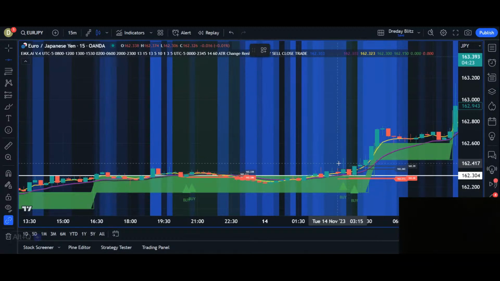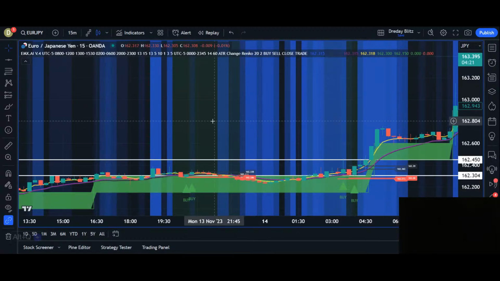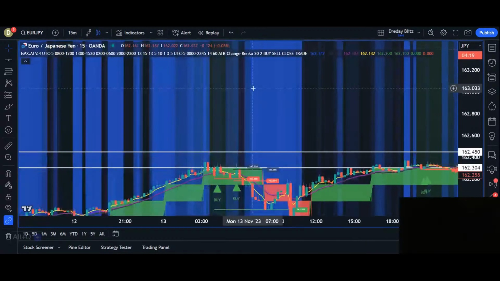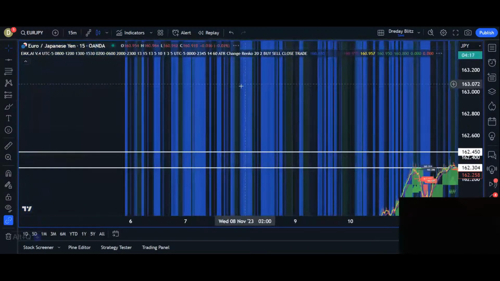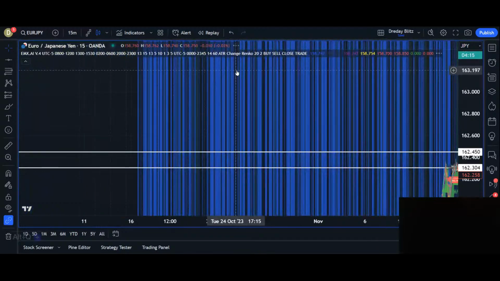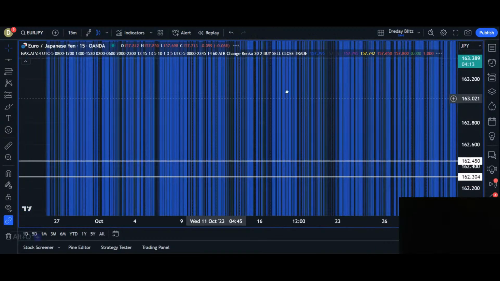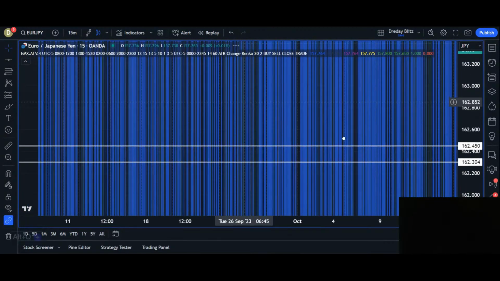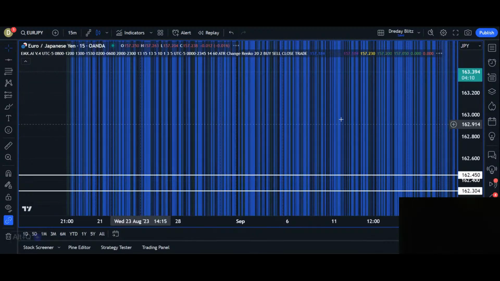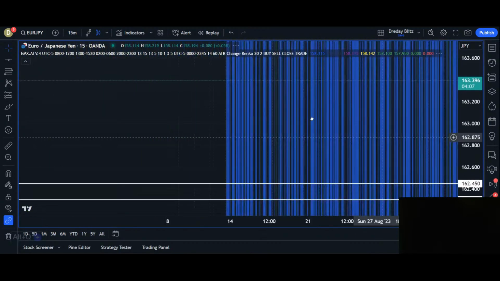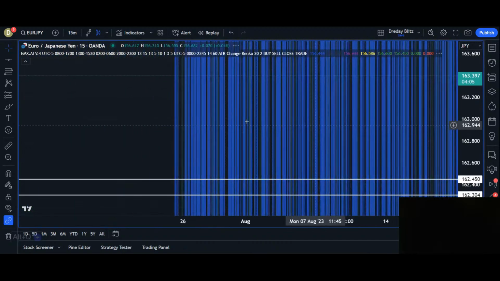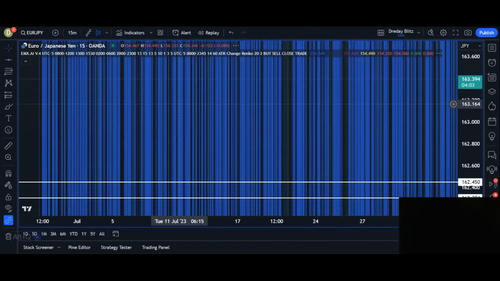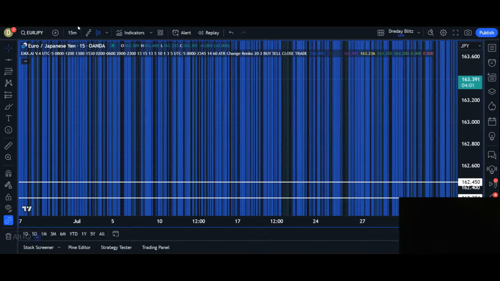So I'm plotting my lines. And usually what I do is I go back in time and see exactly where price went in the past. That gives me a good idea of where the price should go, if the market went in that direction before.